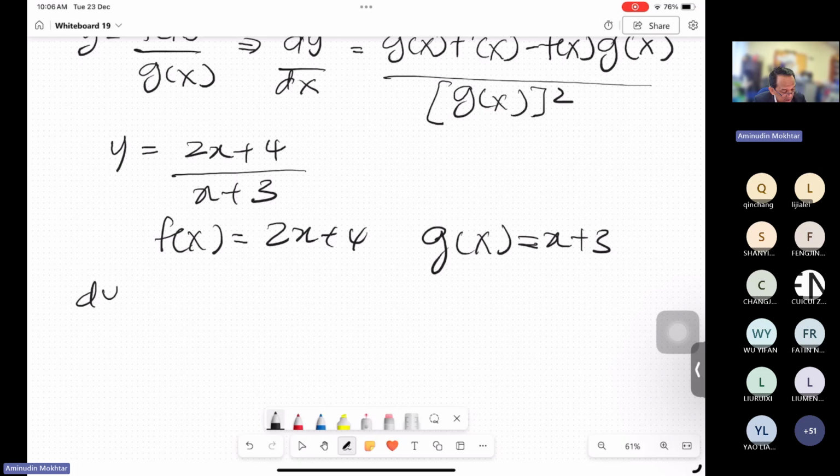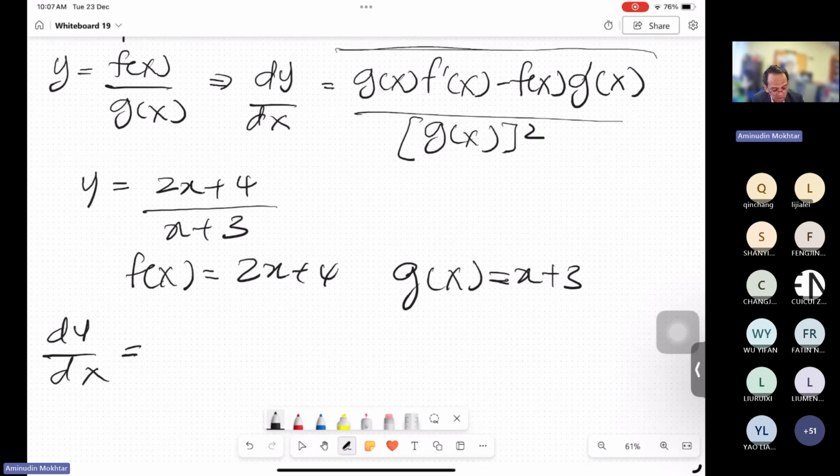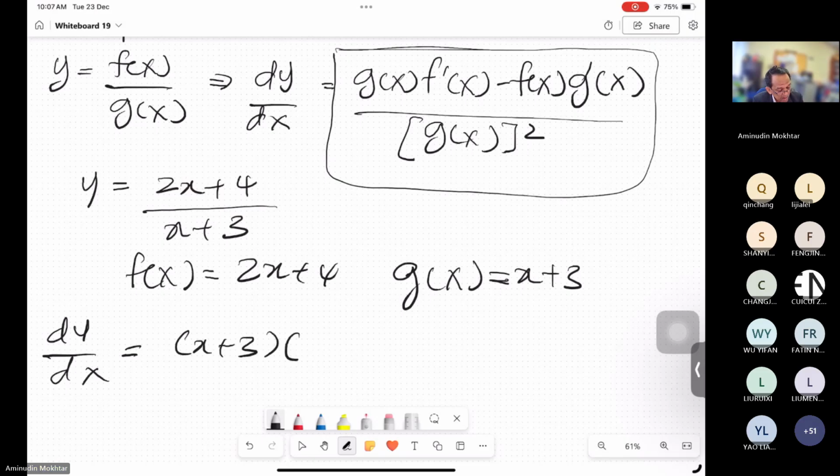So for dy/dx, you must follow this rule. It's quite difficult here, so please write your answer carefully. Please focus on g(x) and f(x). The first one is g(x), which is x plus 3, times the first derivative of f(x). f(x) is 2x plus 4. The first derivative of x is 1.